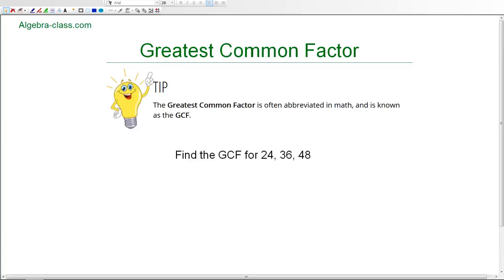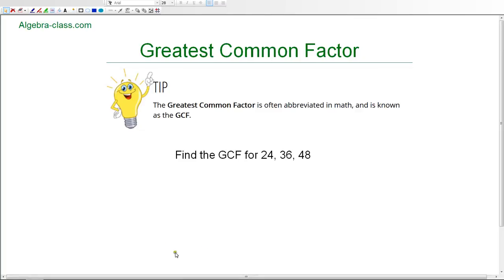In this lesson, we will find the greatest common factor for a set of numbers. Just a tip: the greatest common factor is often abbreviated in math and is known as the GCF. And the greatest common factor is exactly what its name says. It is the greatest of all the common factors.